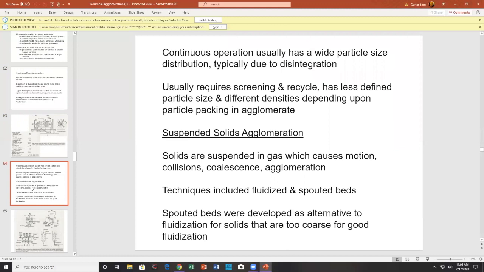Continuous operation usually has a wide particle size distribution, typical due to its disintegration. Usually requires screening and recycle, unless defined particle sizes are needed. Different densities depending upon particle packing in the agglomerate.